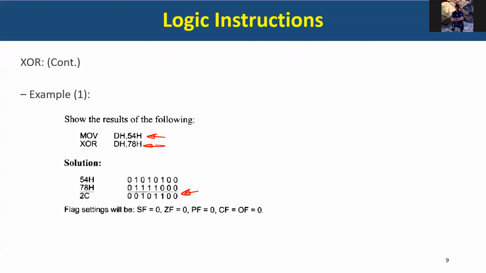So the output here is not 0. So the zero flag should be 0. The sign flag should be 0. The carry, without looking at the output, should be 0. And the parity here, since you have 3 ones, this is an odd number, so the parity is 0.